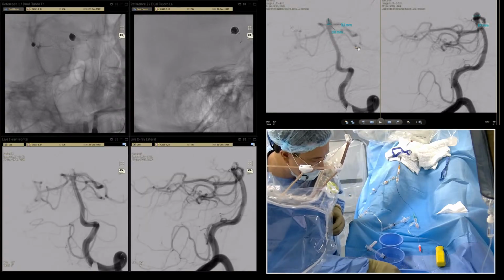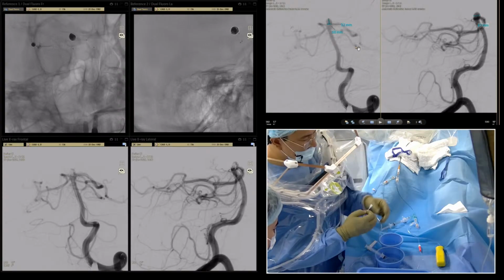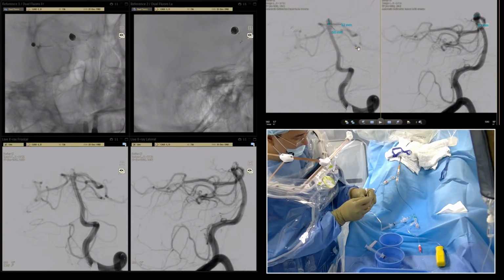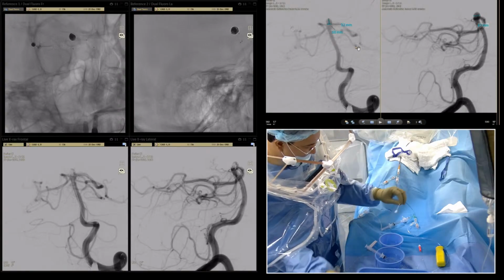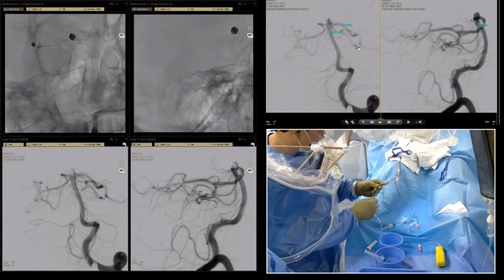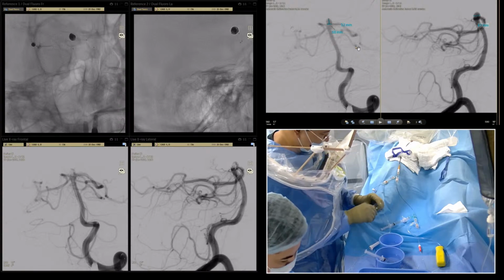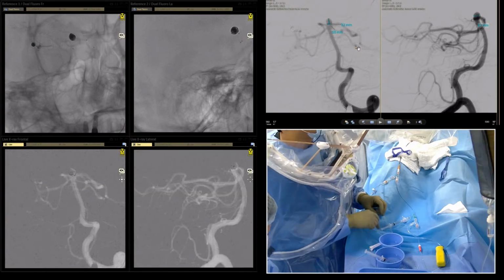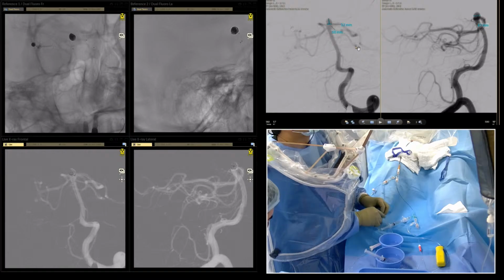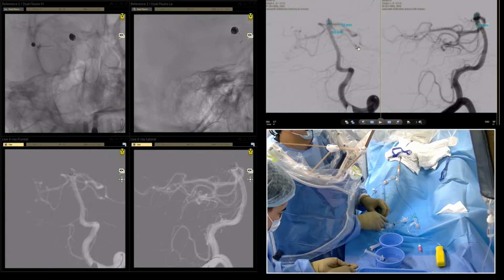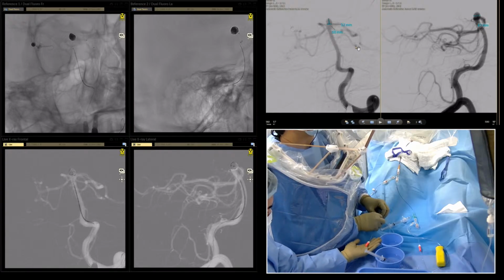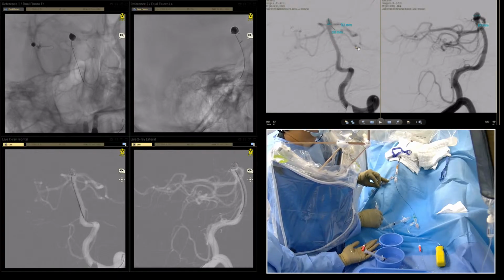Okay, let's take. We need to replace it to the left side of the aneurysm. It's coming.